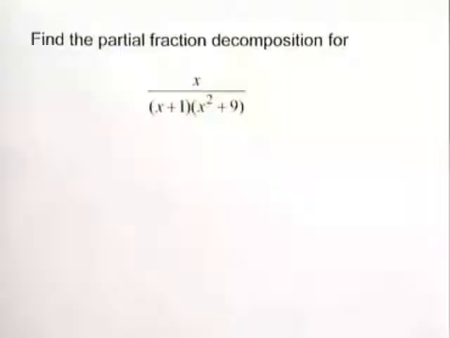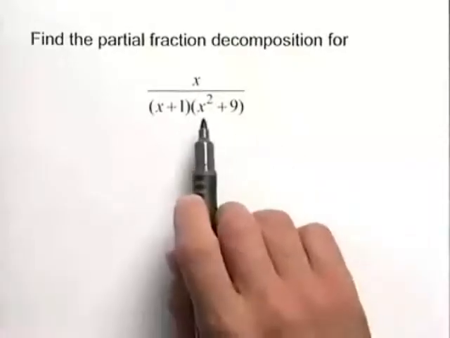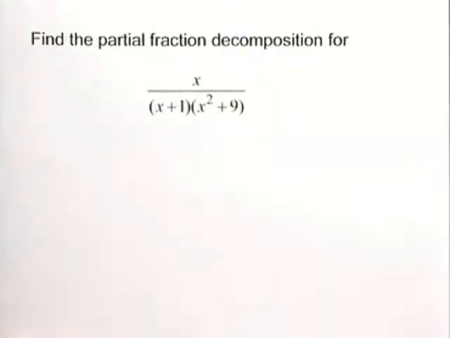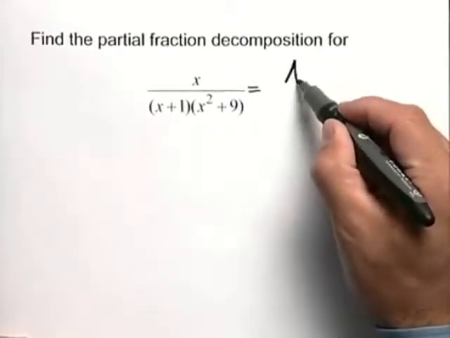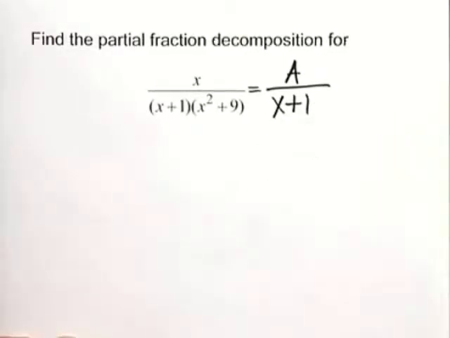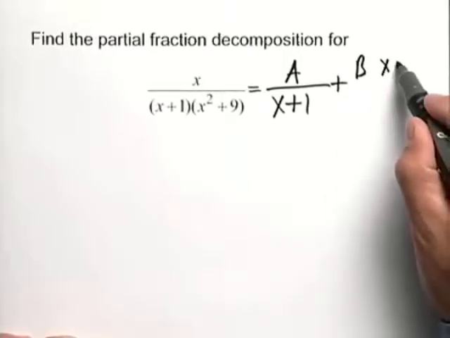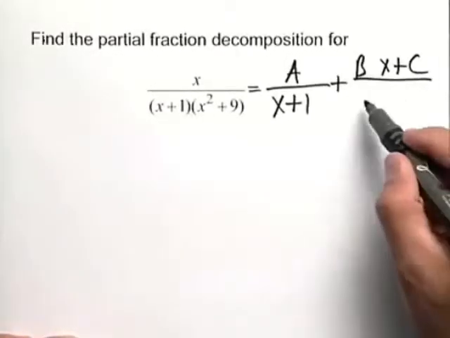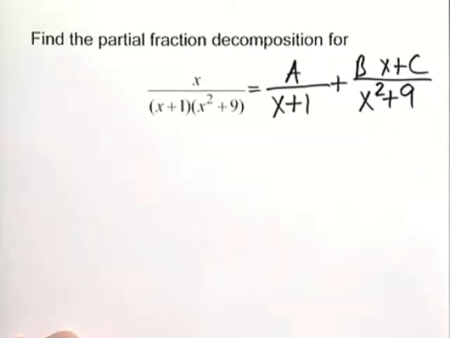Here is a problem of partial fraction decomposition. Let's look at it. We have x all over x plus 1 times the quantity x squared plus 9. Here's our goal. We want to end up with two fractions. One fraction that looks like A all over x plus 1, and A is to be determined later, plus Bx plus C all over our second factor, x squared plus 9. So we're going to try and break this up into two fractions in essence.